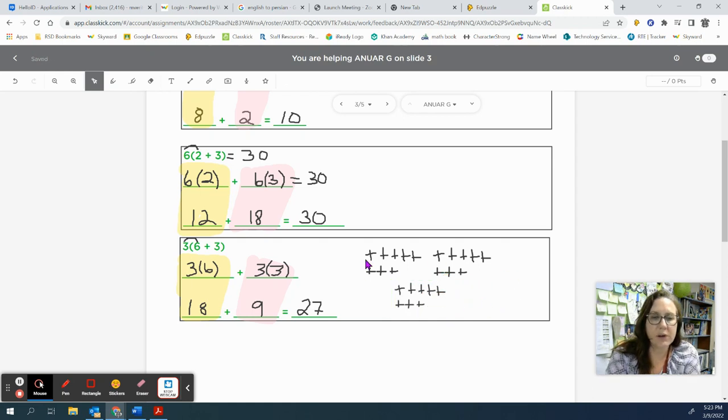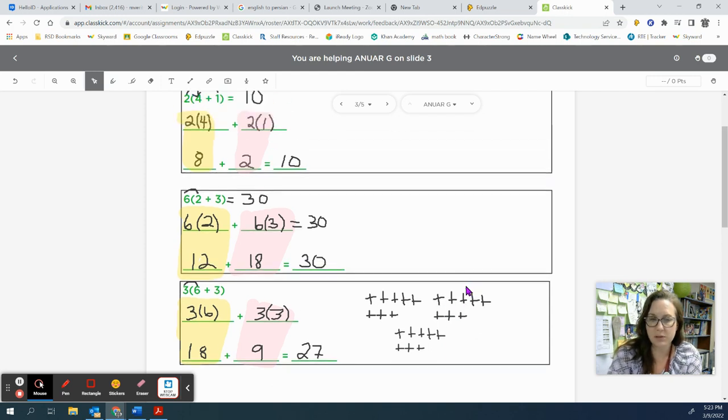And all together, if we counted them up individually, 1, 2, 3, 4, 5, 6, 7, 8, 9, 10, 11, 12, we'd have 27 total pieces there. Okay? So you're going to have to draw models starting on the next page. So you might as well get used to the models.